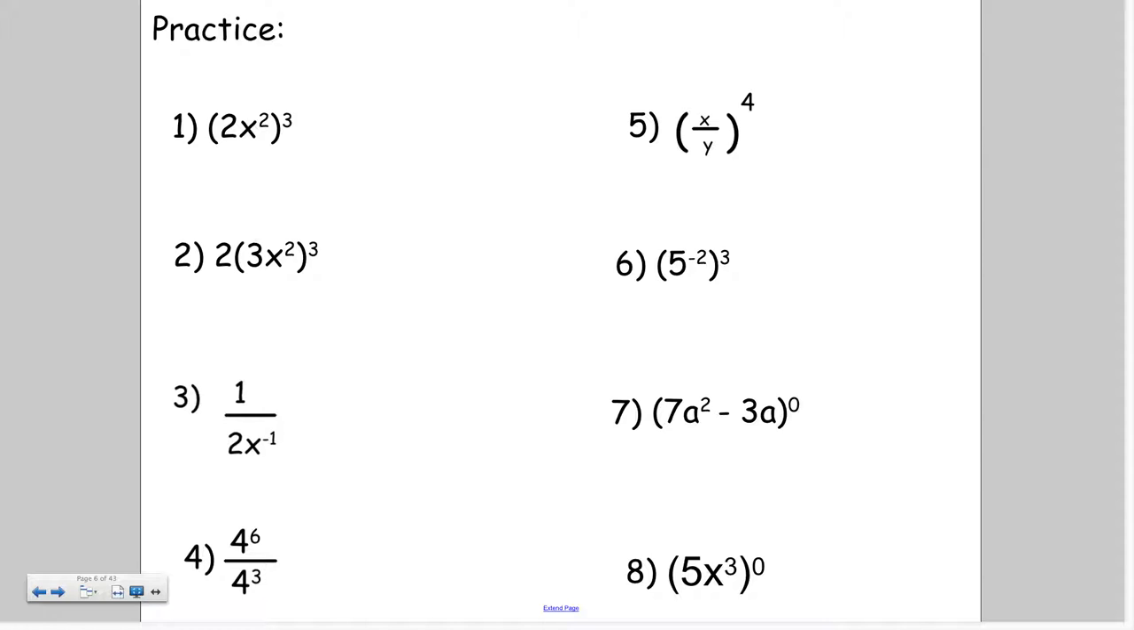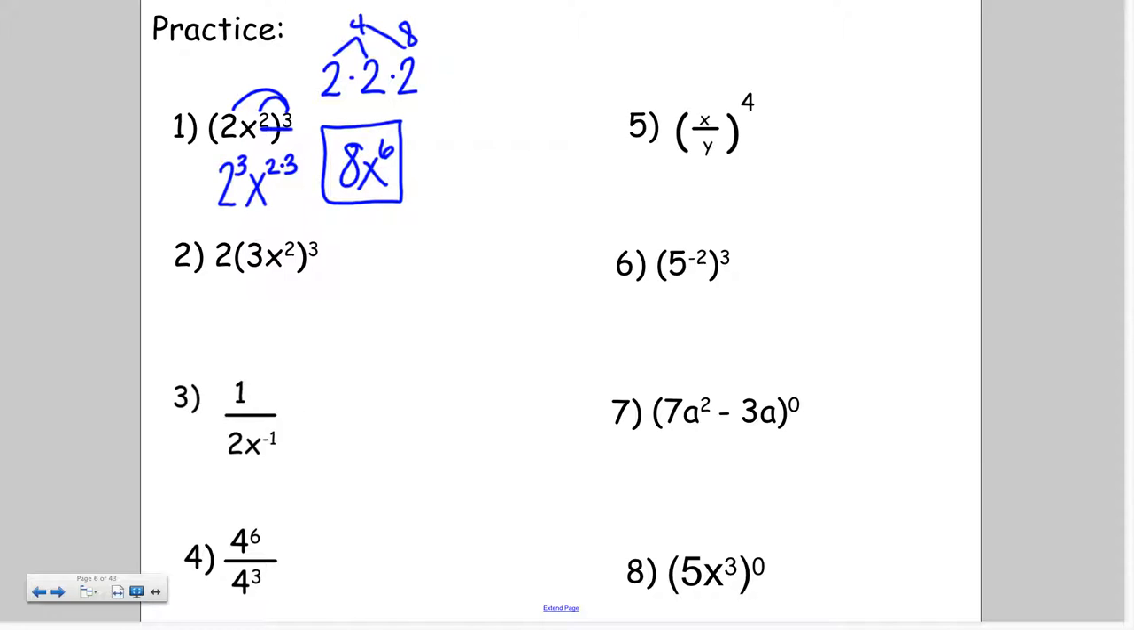So number 1, I'm going to distribute my 3. So I have 2 times 2 raised to the 3rd power, an x, and I have a power raised to a power, so I'm going to multiply 2 times 3. Now I know that I can go ahead and do 2 to the 3rd power, 2 cubed. Do not multiply those, okay? That is 2 times 2 times 2, which is 8, because this one gives me 4, and then these 2 together give me 8. All right, and then 2 times 3 is 6. So that is my final answer.